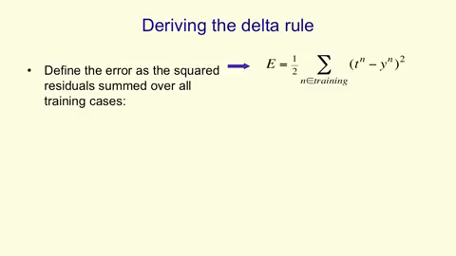So now we're going to derive the delta rule. We start by defining the error measure, which is simply our squared residual summed over all training cases. That is the squared difference between the target and what the neural net predicts, or the linear neuron predicts, squared and summed over all training cases, and we put a half in front, which will cancel the 2 when we differentiate.